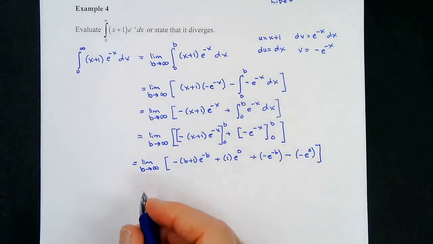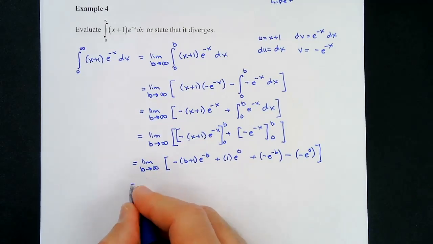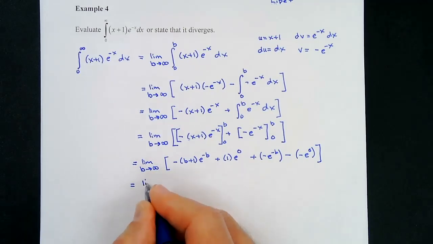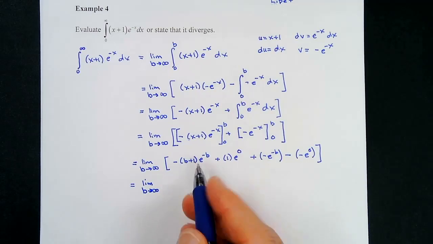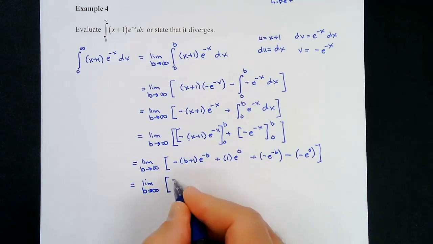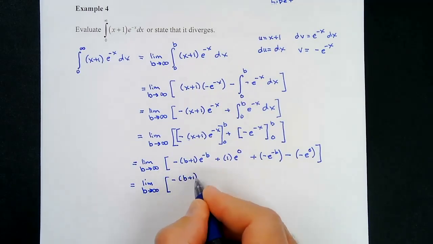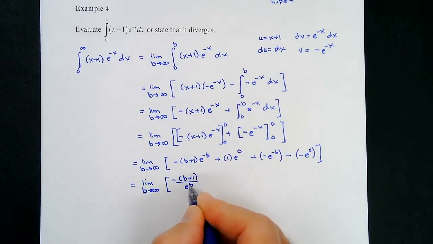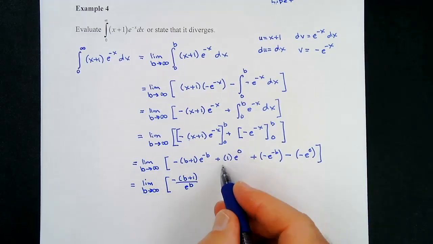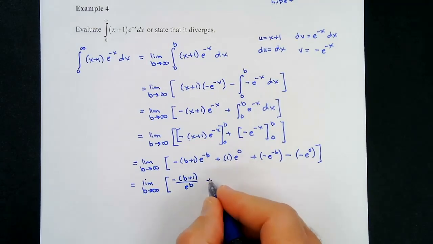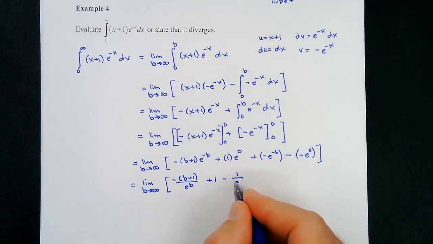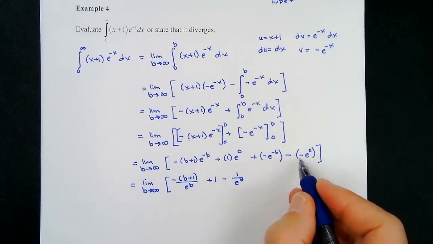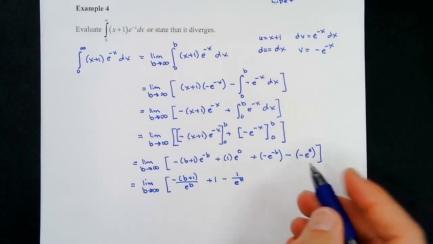Okay, so let's clean this up a little bit, because we still haven't done the limit. So the limit as b approaches infinity. This is going to be negative b plus 1 over e to the b. e to the 0 is 1, so this is going to be 1 times 1, so that's just plus 1. And this one's going to be minus 1 over e to the b. And this is going to be plus, and e to the 0 is 1, so plus 1.